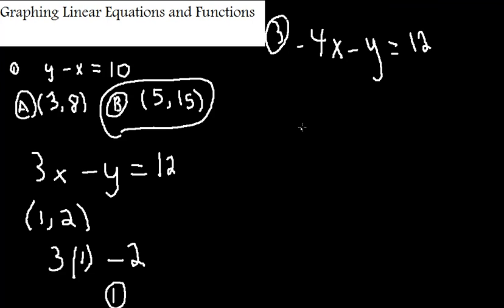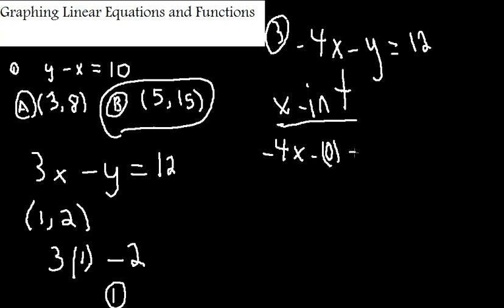So what we're going to do is plug a 0 in for x, solve for y, 0 for y, solve for x. Those are intercepts. Let's label it x-intercept. For x-intercept, plug a 0 in for y. Pretty easy. Negative 4x minus 0, I'm going to put that in parentheses, equals 12. That's 0. What's negative 4x equals 12? Divide by negative 4. X is equal to negative 3.